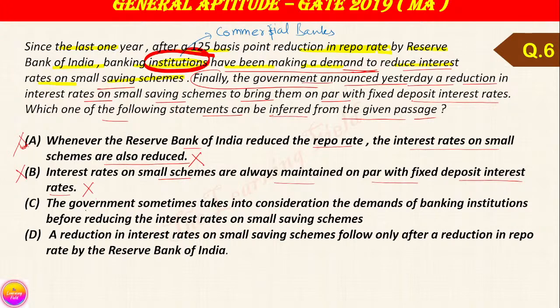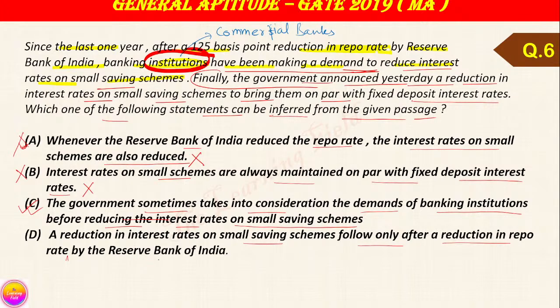Now the third option says that the government sometimes takes into consideration the demand of banking institutions before reducing the interest rate on small savings schemes. Yes, this is the correct option because it is said in the question. So this is the correct option, option C. And also if we see option D, a reduction in interest rates on small savings schemes follows only after a reduction in repo rate by the Reserve Bank of India.